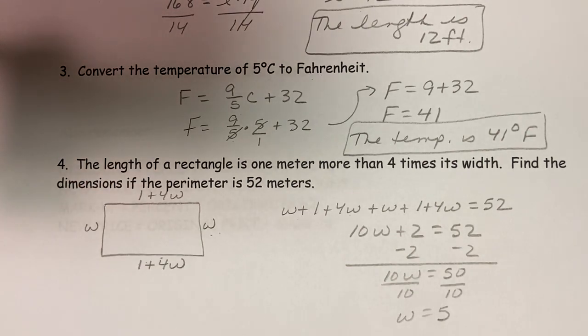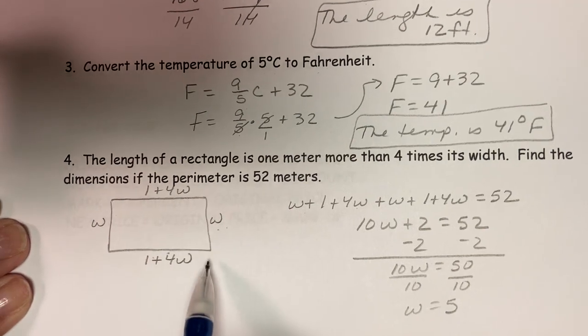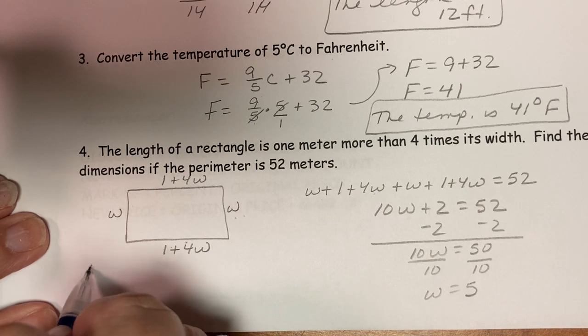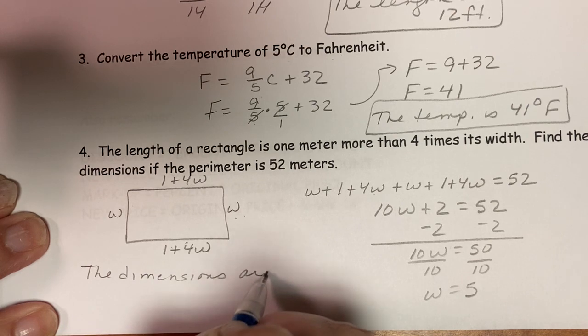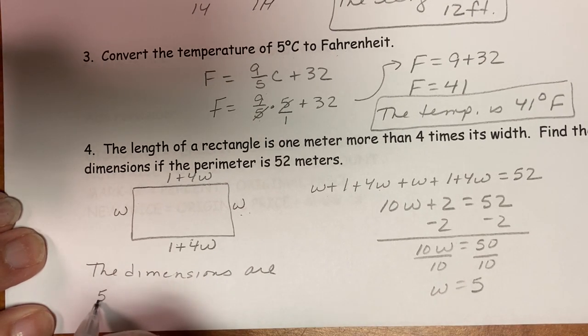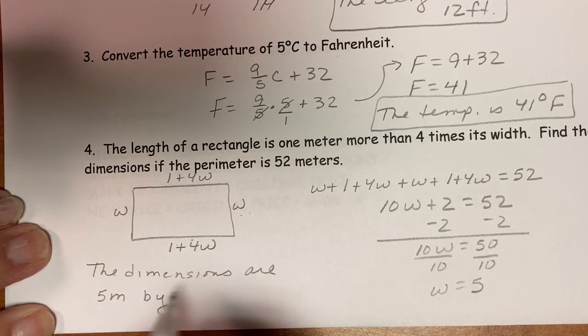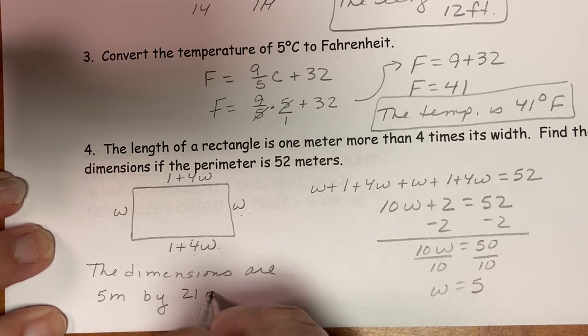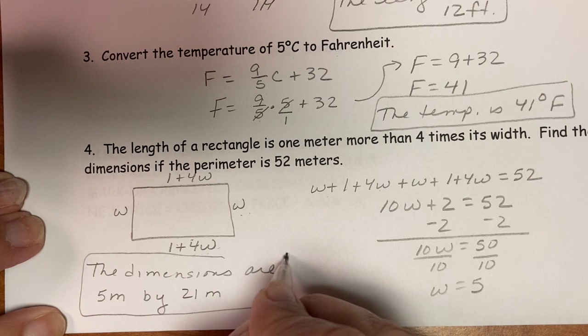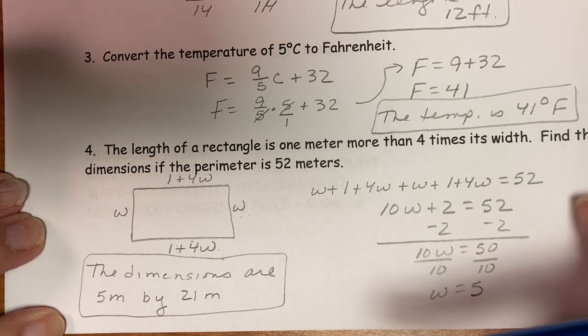At some point when you solve, you should get W is equal to 5. So what did I just find? I found W, which represented the width. It asked me to find the dimensions. So the dimensions are 5 meters by, now what is this one going to be? That's the width. How about the length? Well, I need to plug it in. 4 times 5 is 20, plus 1 is 21 meters. And there's that story problem.